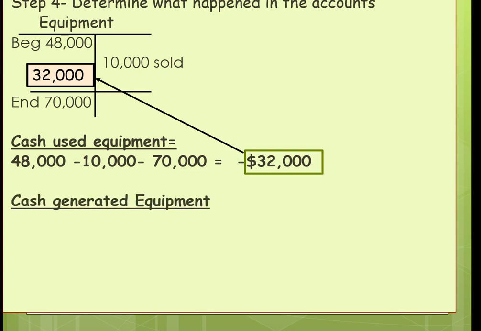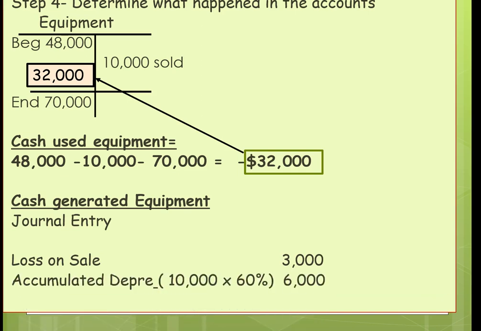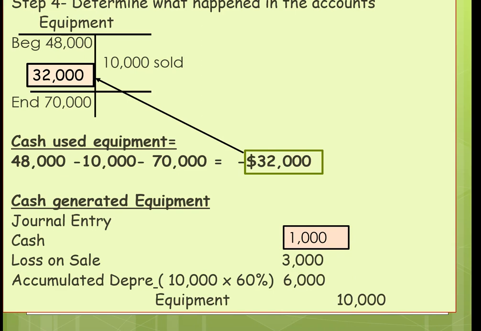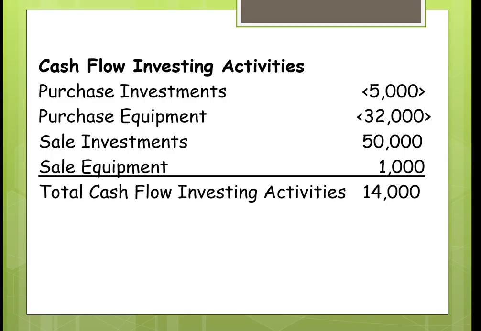Now what about cash generated from equipment? Again, I like to recreate my journal entries unless they tell you how much cash was generated. So in this case, the journal, we had a loss on sale, which would have been a debit. We had accumulated depreciation of 6. We had equipment of 10, which means we had cash of 1,000. Now we can do our cash flow from investing activities. So we take the 5 and the 32 that we spent on investments in equipment. We're going to add back in the 50 that we got from the sale of our investment and the sale of the equipment. So we have positive cash flow of $14,000 from investing activities.